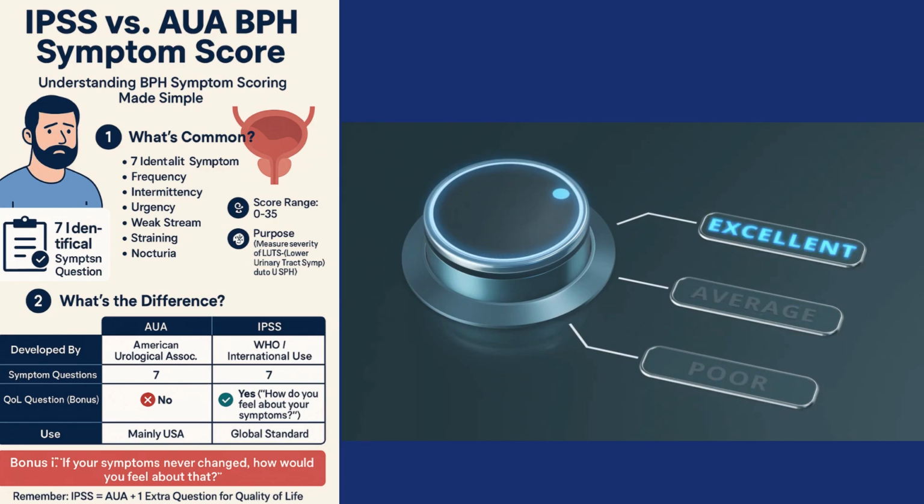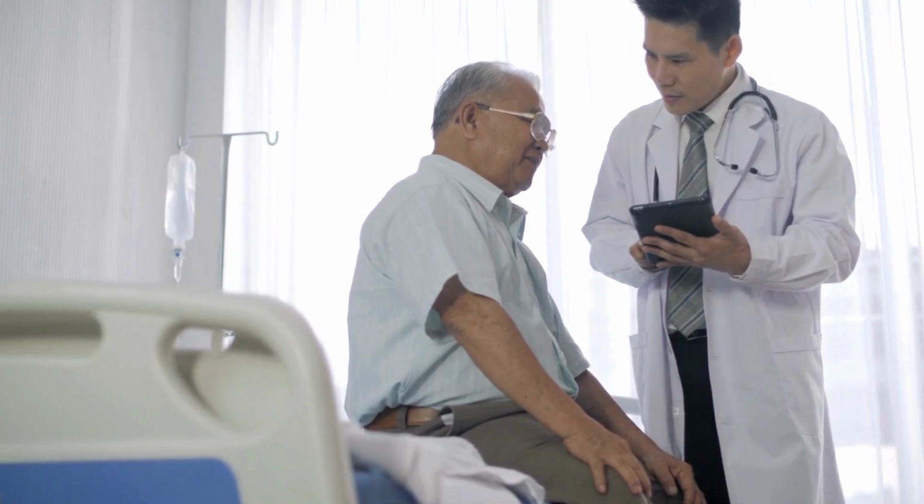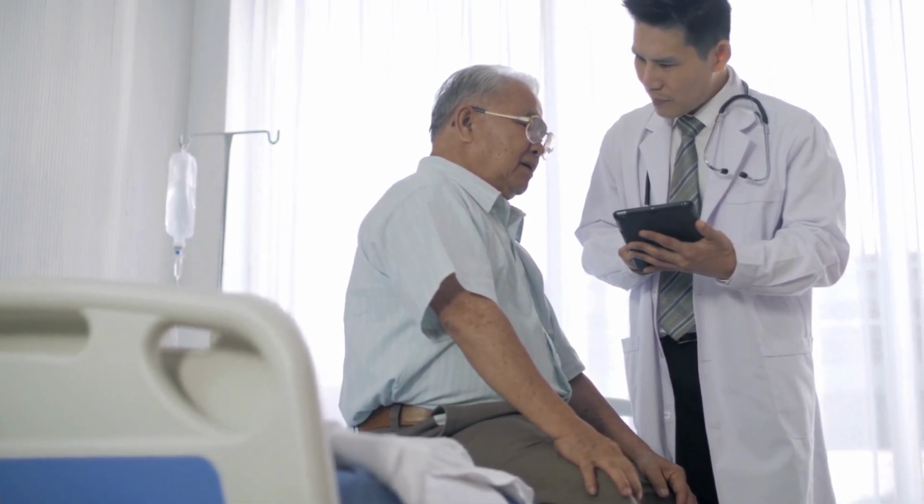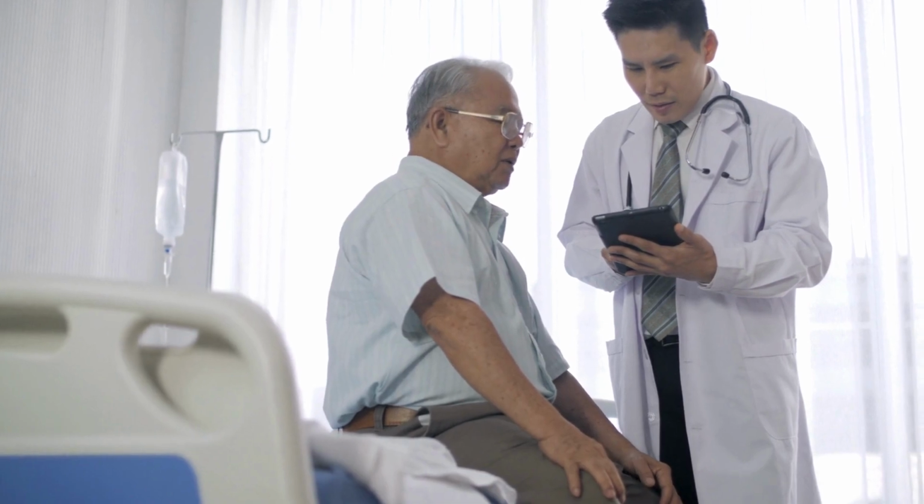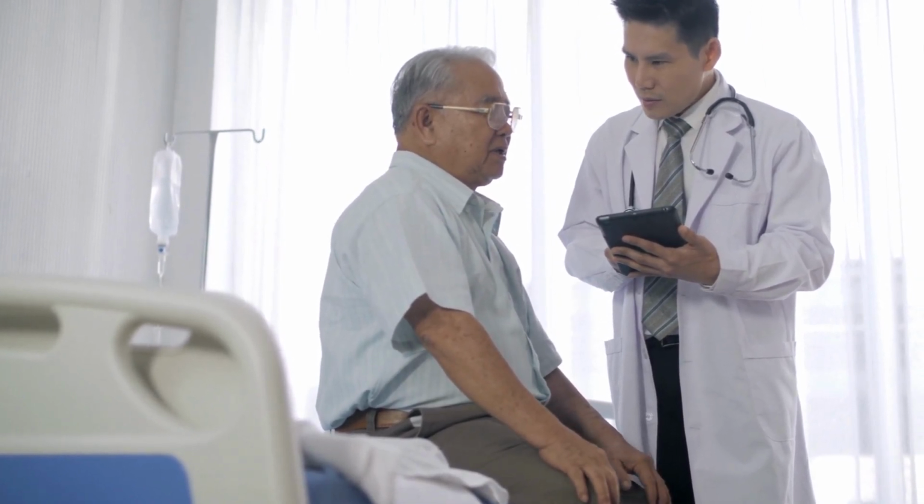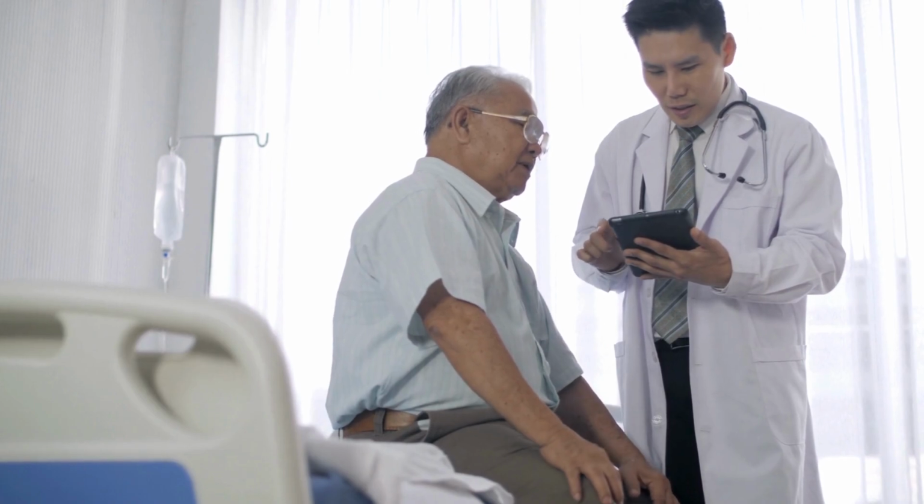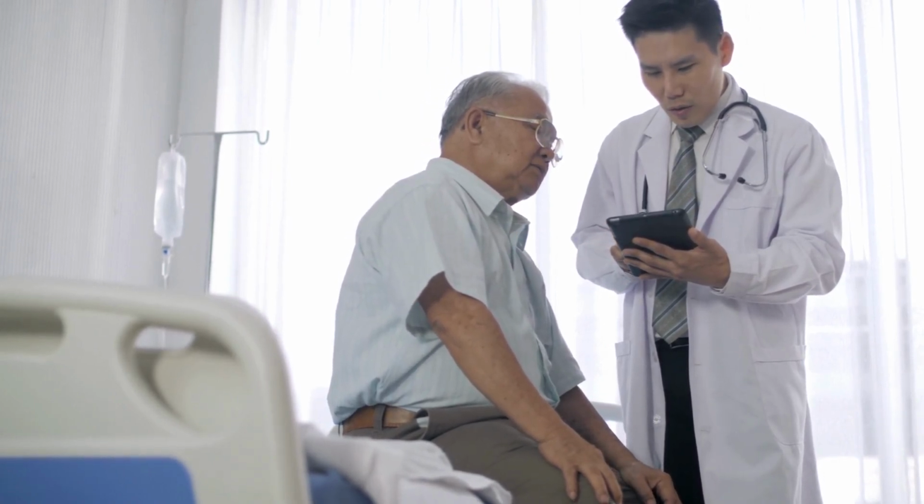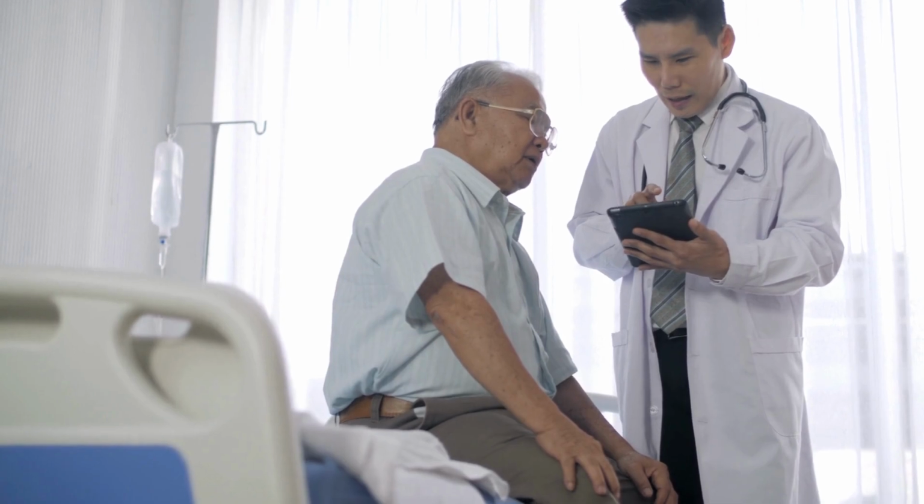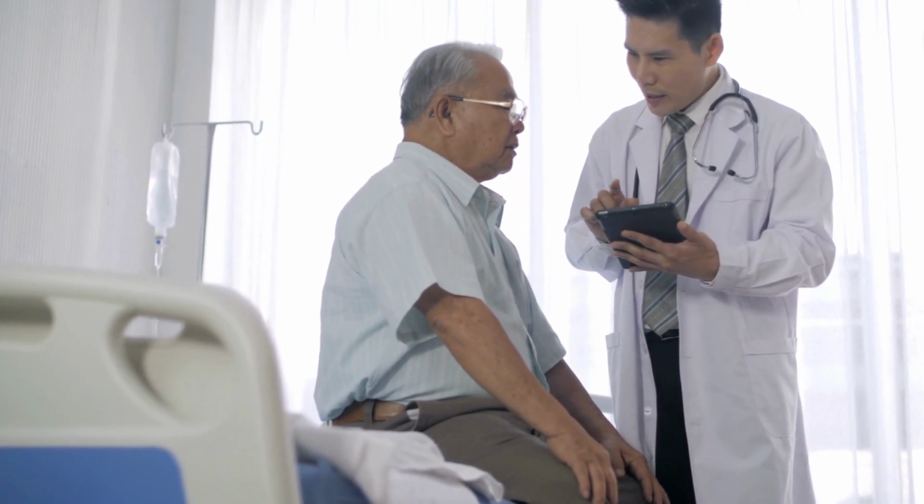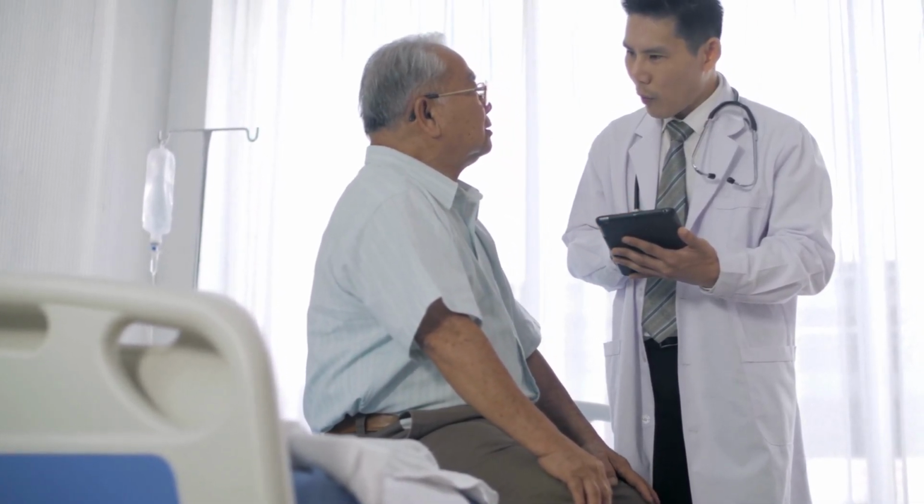The IPSS may be combined with the quality of life score, in which patients are asked the following question. If you were to spend the rest of your life with your urinary condition the way it is now, how would you feel about that? The response ranges from 0, meaning delighted, to 6, that is terrible.